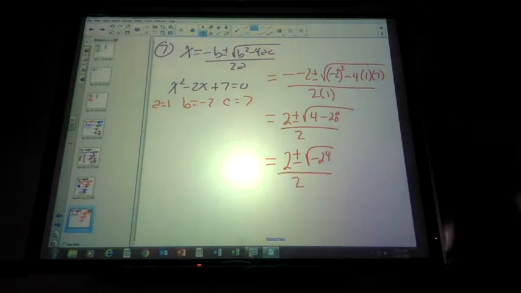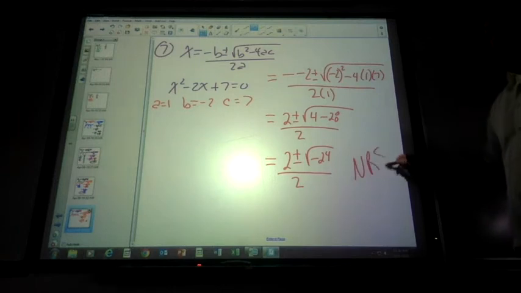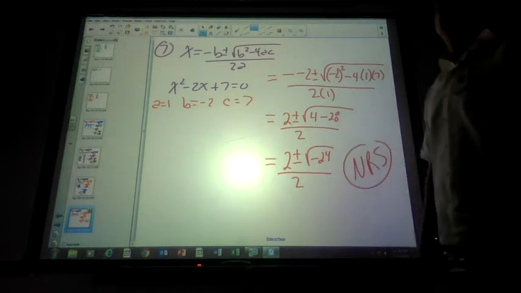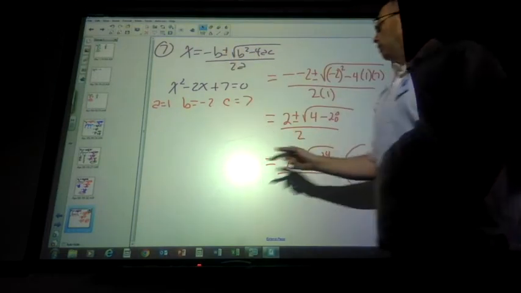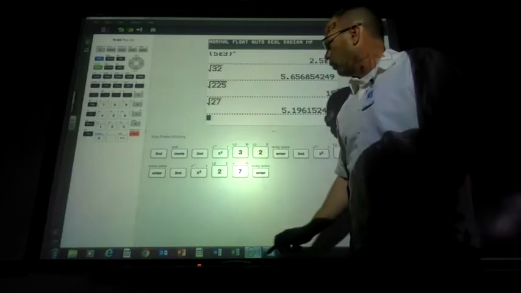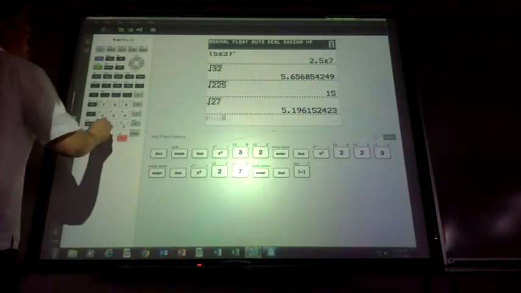What's the answer? No solution. No, what kind of solution? No real solution. So guys and girls, I want you to see this. On this one, I said, hey, we want to find what the decimal equivalent is on the calculator. So let's figure out what the square root of negative 24 is on the calculator, because surely the calculator will be able to do this for us.